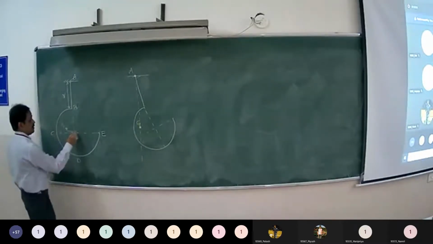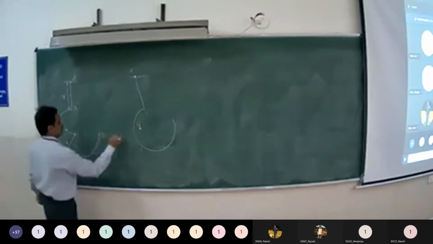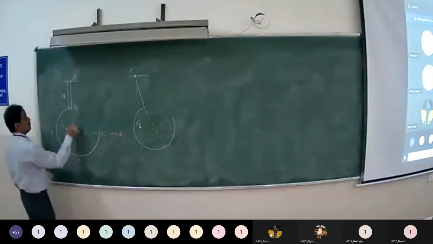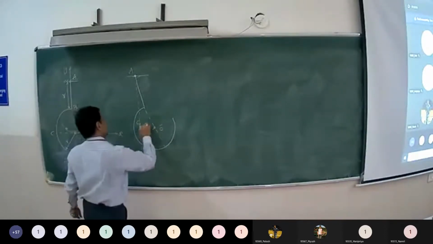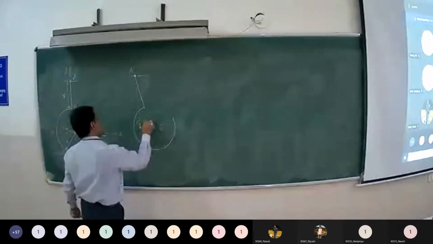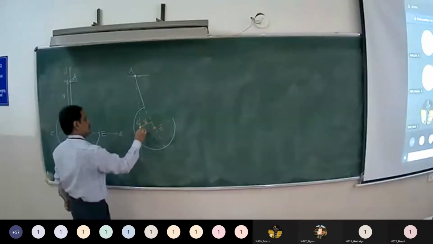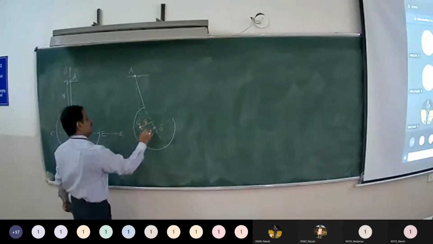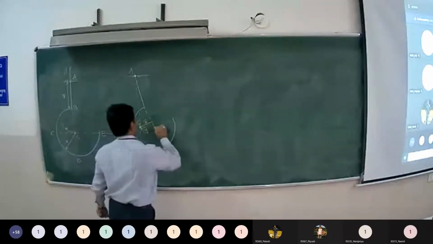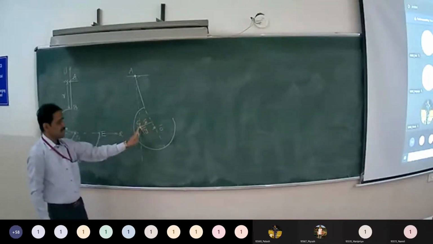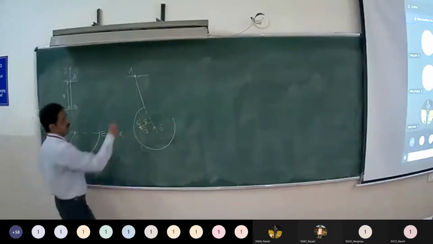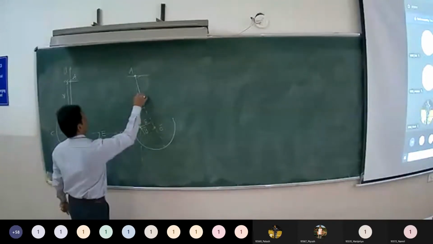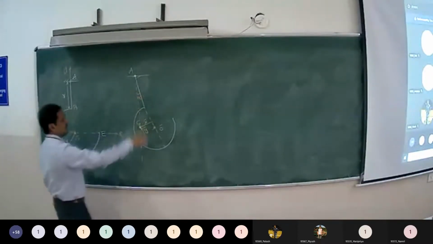Now see, with respect to the center of the circle, suppose you find out the position of the center of gravity. With respect to point O, you have this as X bar and this will be Y bar. Okay, X bar and Y bar are the coordinates of G. Let us say this angle is alpha.